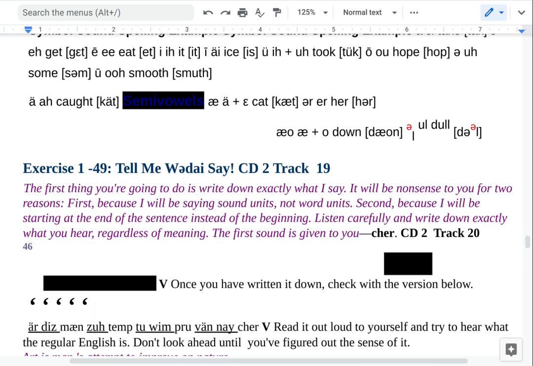Exercise 150. Listening for pure sounds. Again, listen carefully and write the sounds you hear. The answers are below.